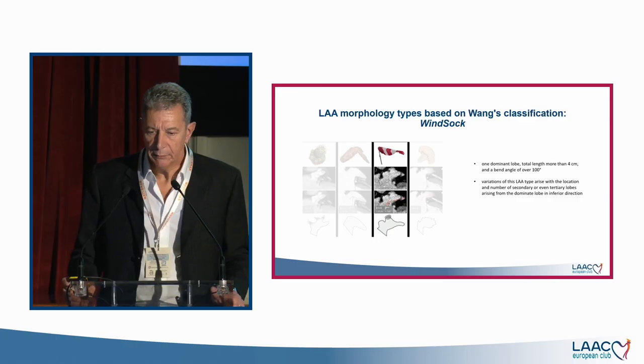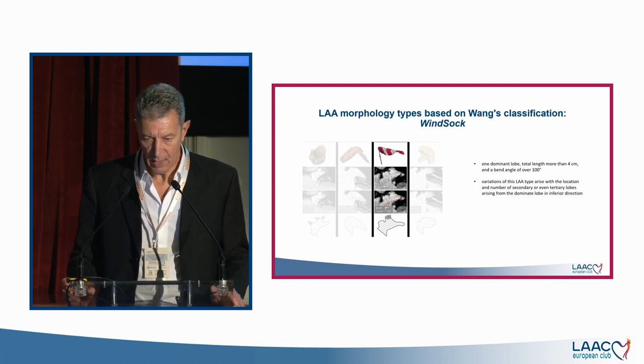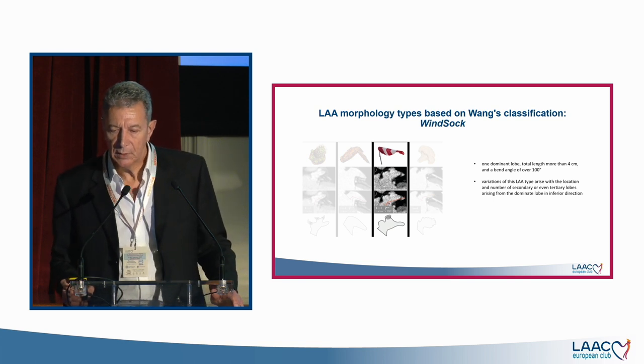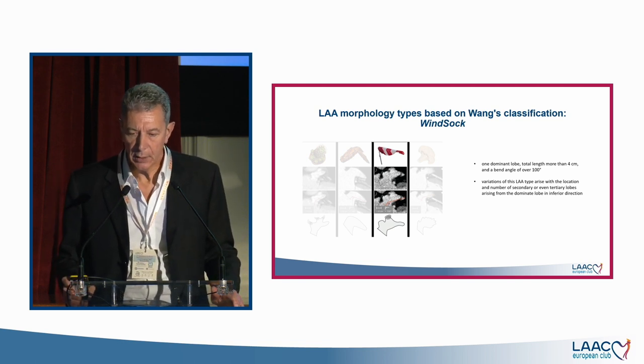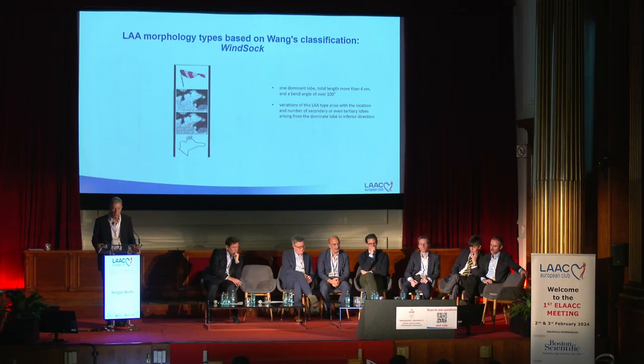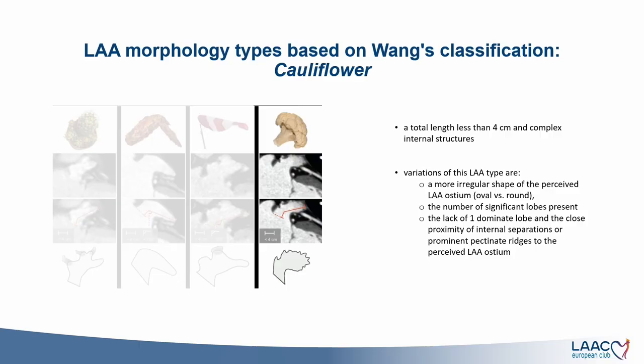Windsock. The definition is one dominant lobe, total length more than 4 centimeters, and bend angle over 100 degrees. Variation of this LAA type arises with the location and number of secondary, even tertiary lobes, arising from the dominant lobe in the inferior direction. And finally, the cauliflower. Cauliflower has a total length less than 4 centimeters and a complex internal structure, and there is a list of variability of this LAA on the basis of the irregularity, the presence of additional lobes, and so on.